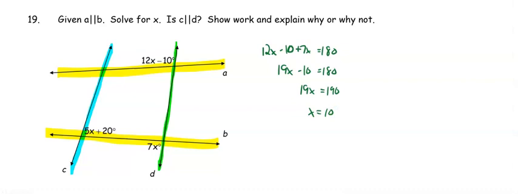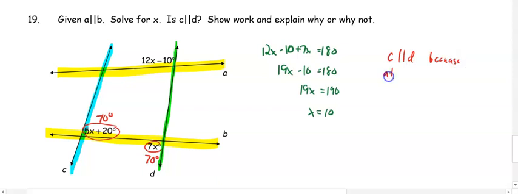So now I want to use the angles along B here to see if they have the same measure. So 7 times 10 is 70. 5 times 10 plus 20 is 70. They are alternate interior angles, which would need to be congruent. So in this case, C is parallel to D because alternate interior angles are congruent.